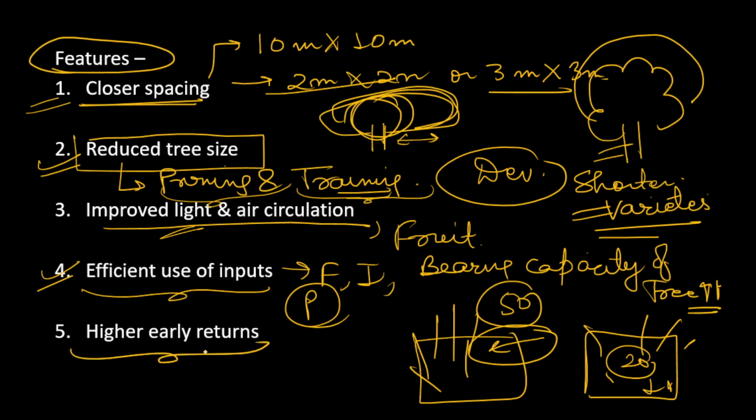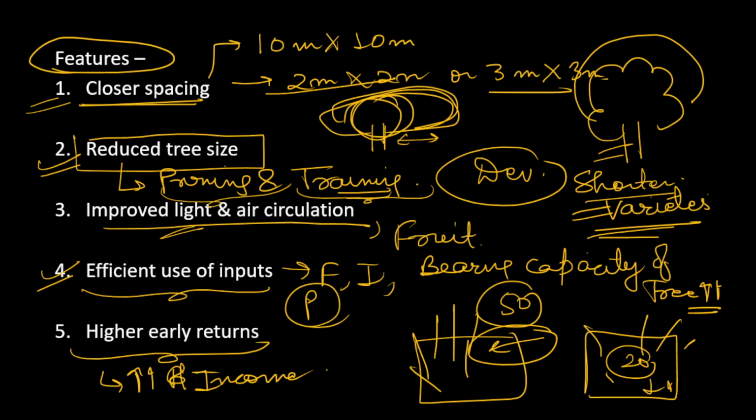Secondly, early higher returns. Obviously here we have to use shorter, early maturing varieties, so those will give you early returns. The production will also not be affected, and the income will be higher and earlier. High income and early income. So these are some of the features of the high density planting system.